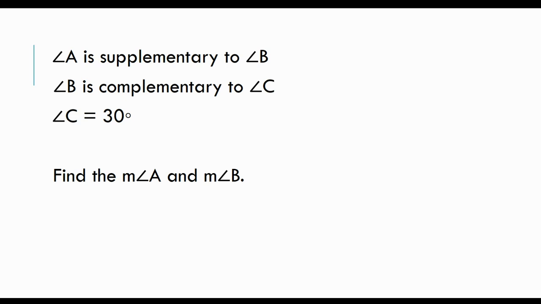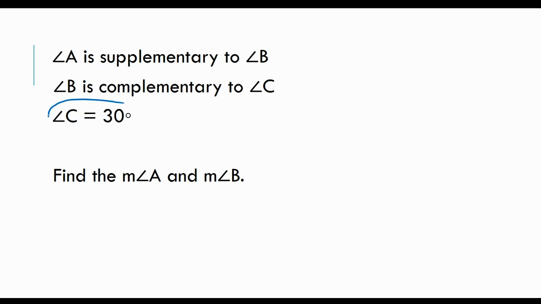Here we have a problem that says that angle A is supplementary to angle B. So remember, that means that those two have to add up to 180. We know that angle B is complementary to angle C. That means those two have to add up to 90. We're also told that angle C is 30. We want to find the measure of angle A and angle B.